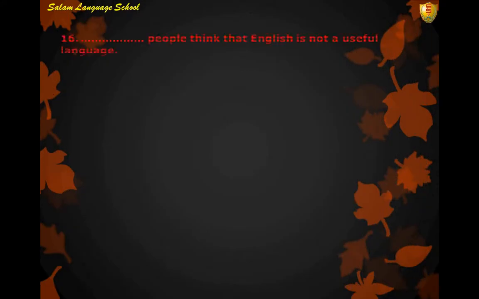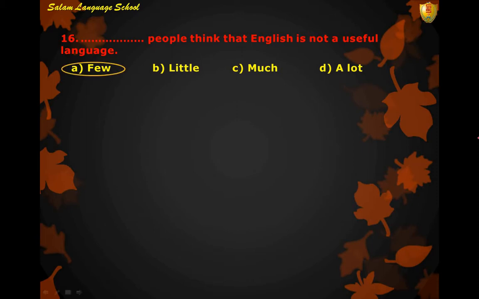Number 16. Blank people think that English is not a useful language. Few people, little people, much people, a lot people, or a lot of people? Which one? People is a countable word, so few people think that English is not a useful language.